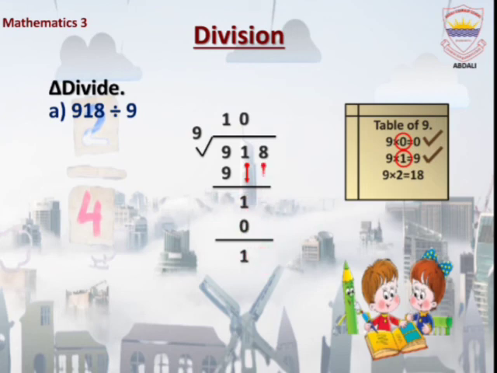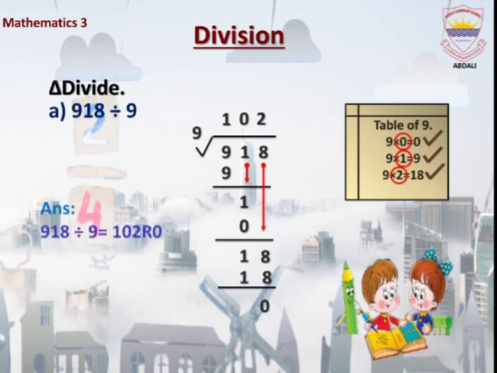Now students, what do we do now? We write 8 with 1. It's 18 now. Now let's recall the table of 9. 9 2 is 18. We write 18 under 18 and we write 2 at the quotient place. When we subtract 18 from 18, we get our remainder 0.